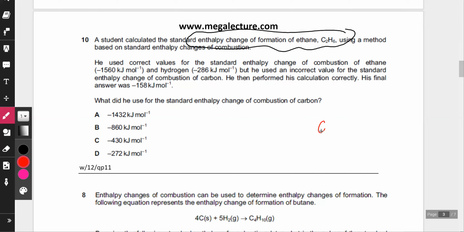Yeah, carbon plus hydrogen equals C2H6. So it's going to be carbon plus hydrogen equals C2H6, right? And you can balance it. It's going to be 2 carbons and 3 hydrogens, right? And this is a student calculated the standard, this is delta HF. I mean, the enthalpy change would be called the enthalpy change of formation, right?